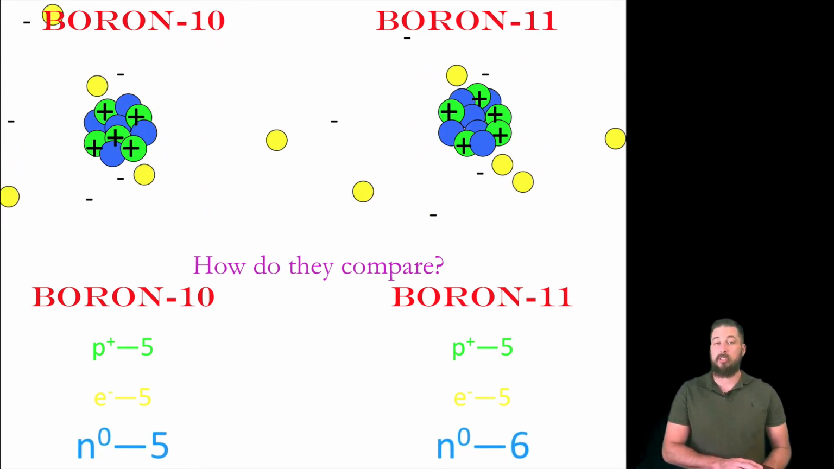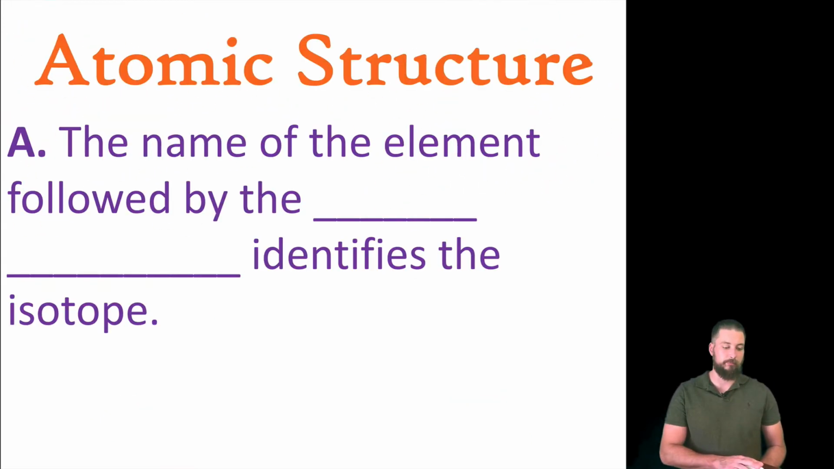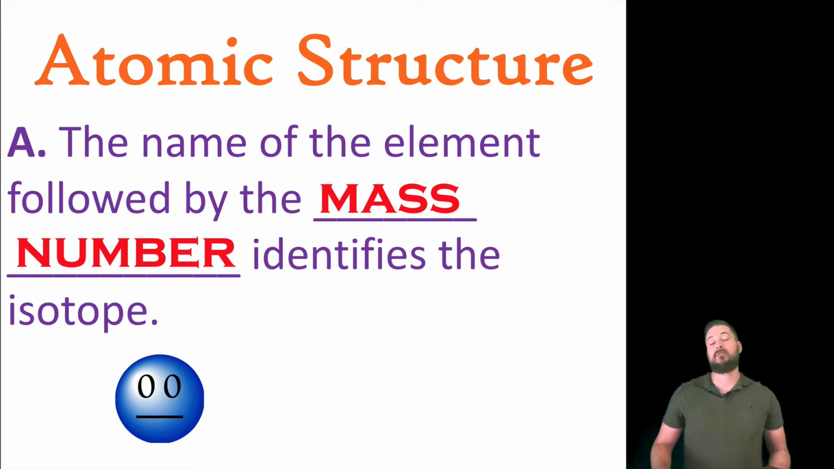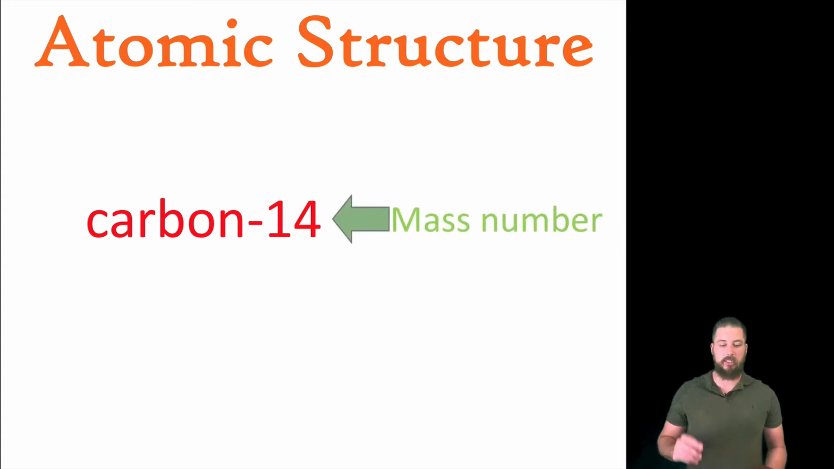What I want to say though is that these two atoms, even though they have different masses, will chemically behave the same. Now, the name of the element followed by the mass number will identify the isotope. For example, carbon-14, that 14 tells us the mass of that particular carbon. And if you look at your periodic table, you'll see that carbon has 6 protons. So if it has a mass of 14, how many neutrons does it have? Well, it will have 8 neutrons because we know that the protons plus the neutrons equals the mass.